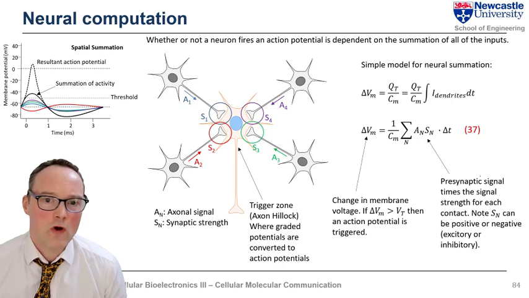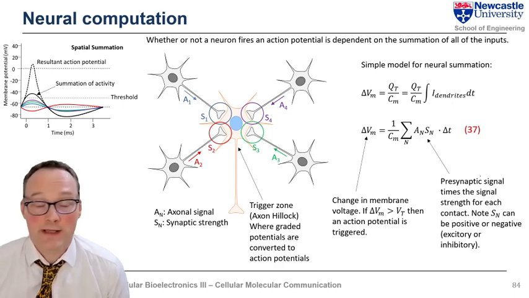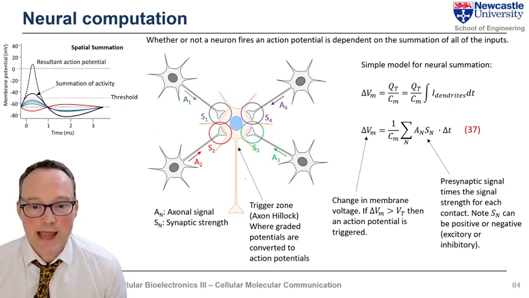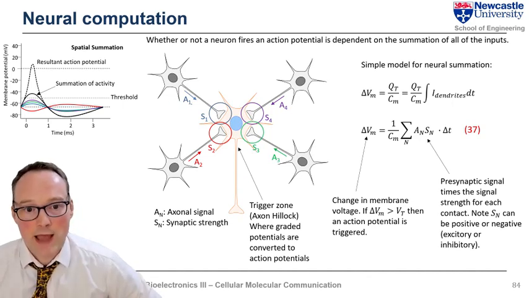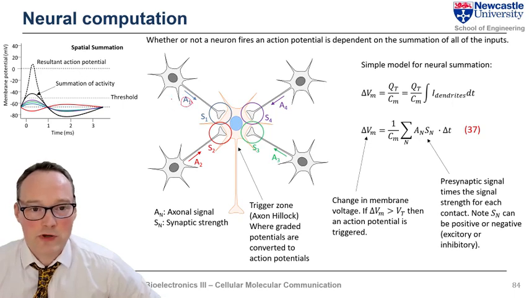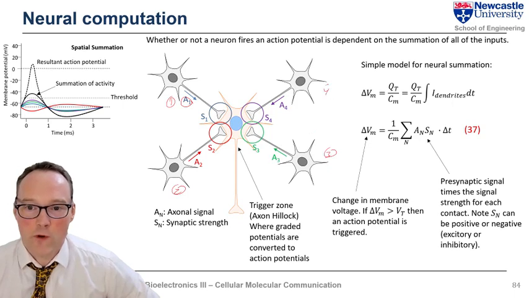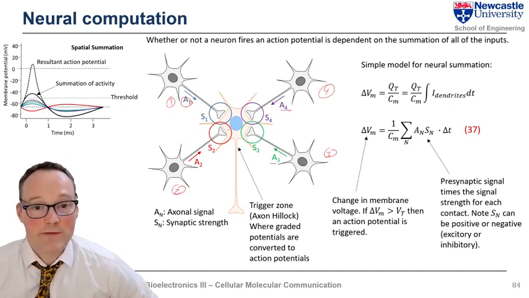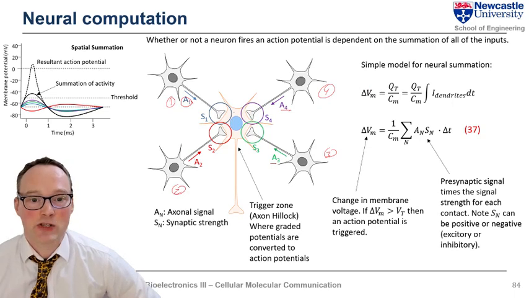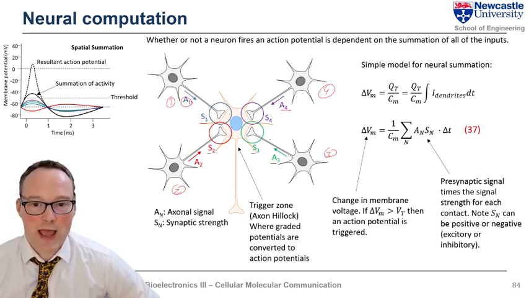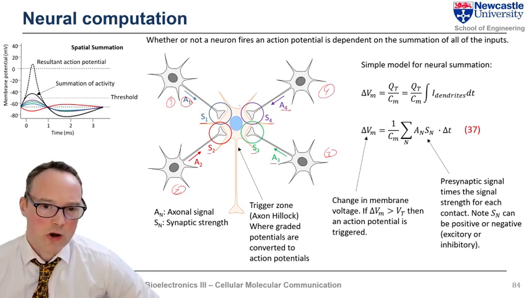Now, how the neuron performs this is described in this diagram in the center, where you have a central neuron, and this central neuron is synapsed by 4 neurons, so neuron 1, neuron 2, neuron 3, and neuron 4. Each of these neurons has some signal, A1, A2, A3, A4, and they have a synapse with a particular synaptic strength, S1, S2, S3, and S4 respectively.